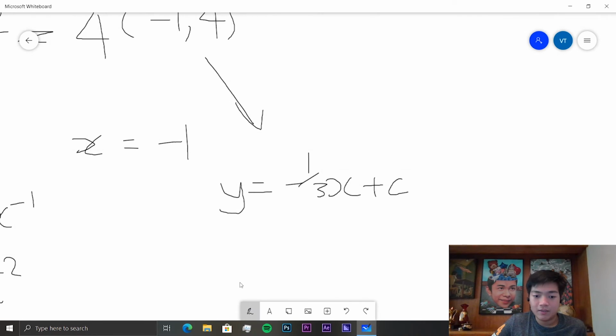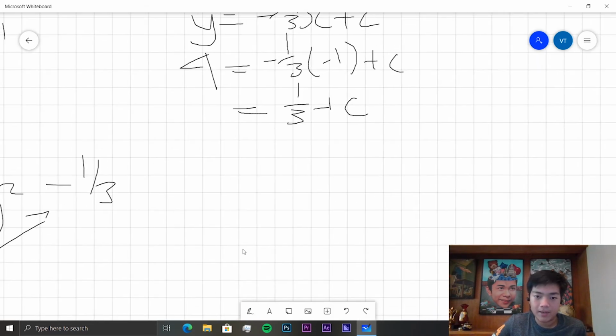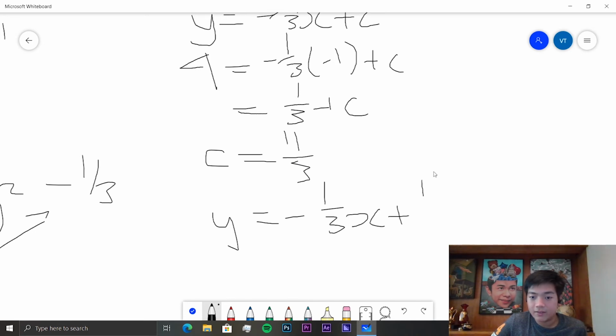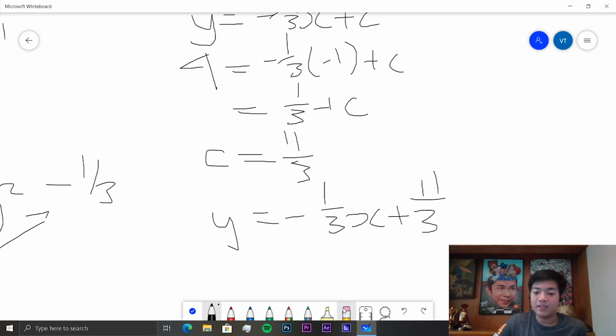In this case, we have 4 is equal to negative 1/3 times negative 1 plus c, which is equal to 1/3 plus c. So we have c must be equal to 11 over 3. So we have y is equal to negative 1/3 x plus 11 over 3 as the final answer. Yeah, that's correct. Okay, on to the next question.